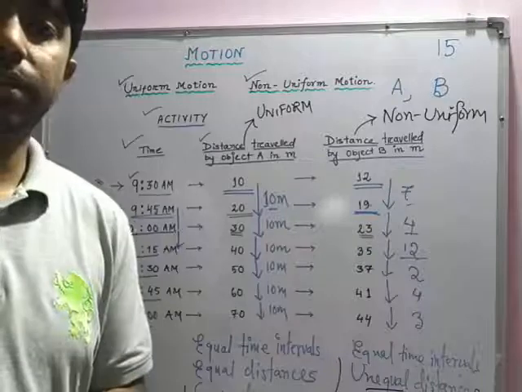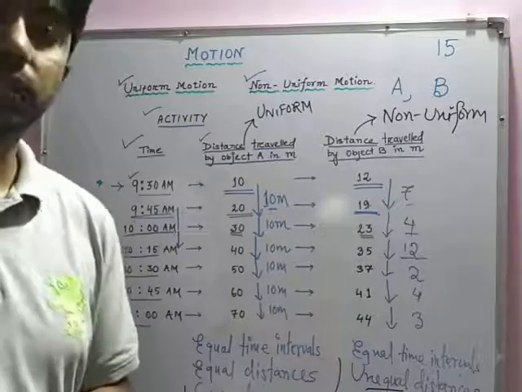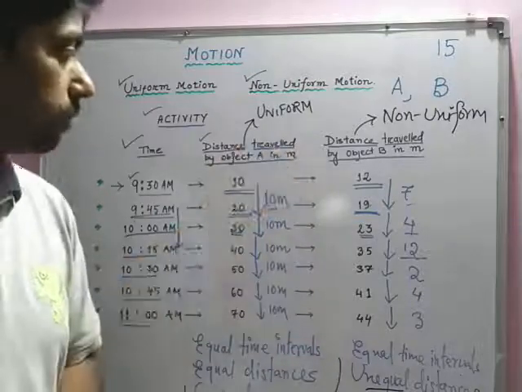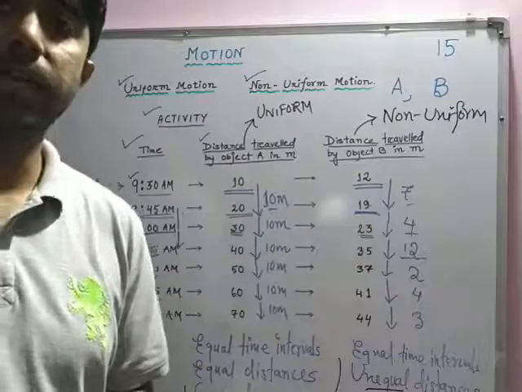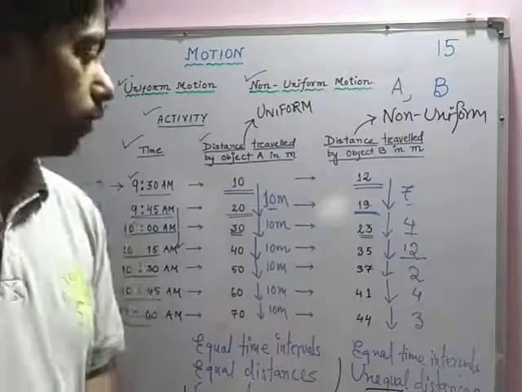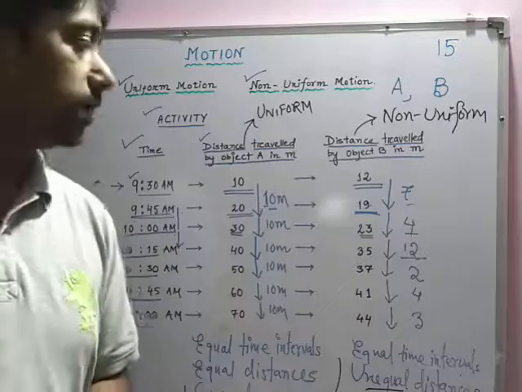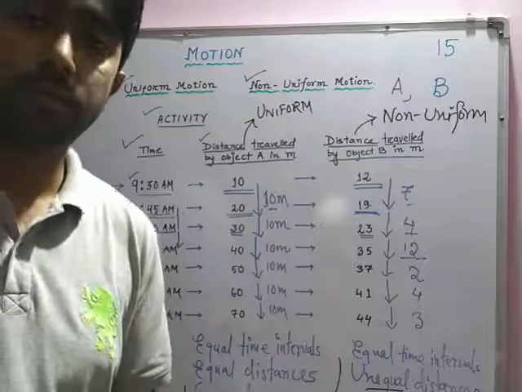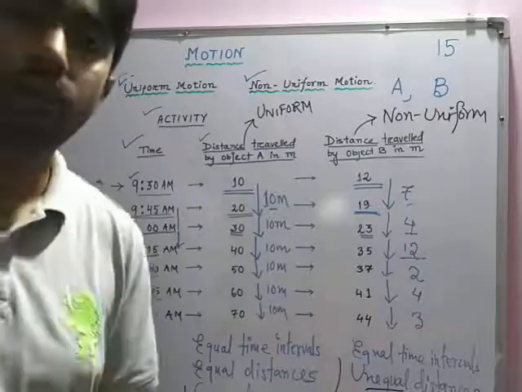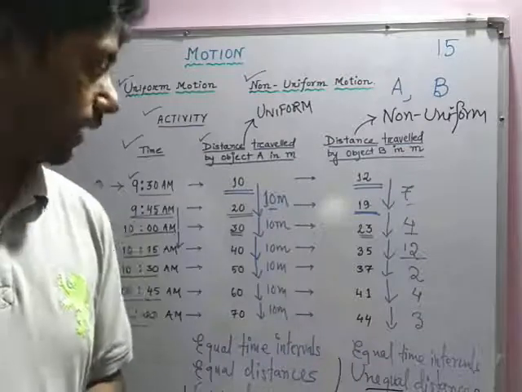In your day-to-day life you can see many examples of these types of motion. It is difficult to find uniform motion, but you can find many examples of non-uniform motion in your day-to-day life. I hope you will connect these examples with your day-to-day experience, and whenever some object is moving, be it a car, a bus or a train, you will think about whether this is uniform motion or non-uniform motion. This way your concepts will get clearer.